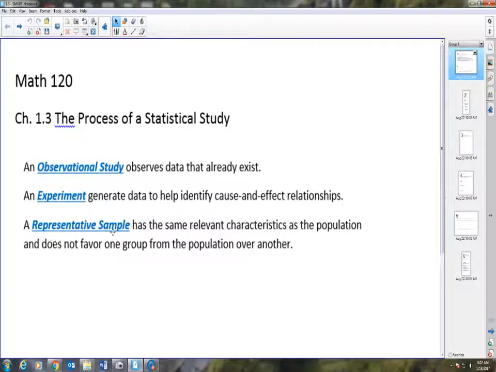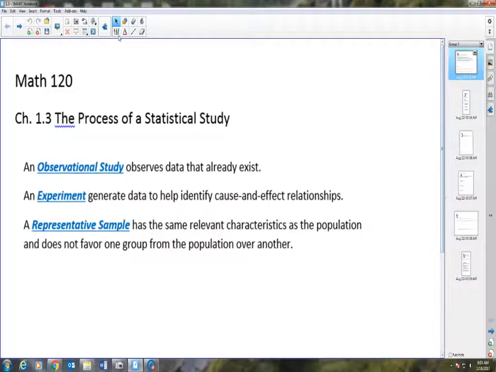A representative sample. Alright, this is a sample that has the same relevant characteristics as the population, and it does not favor one group from the population over another. The sample, the data that you collect, has got to be representative. It has got to have the same relevant characteristics as the population, because otherwise, if your sample is not representative, that defeats the whole purpose of collecting the data.